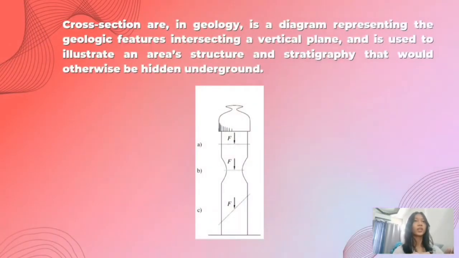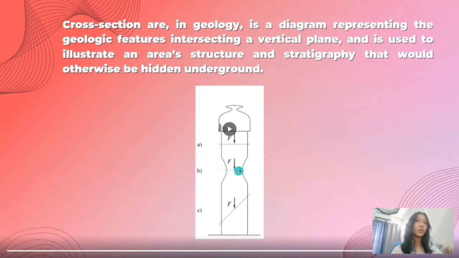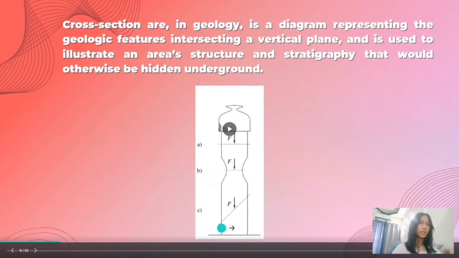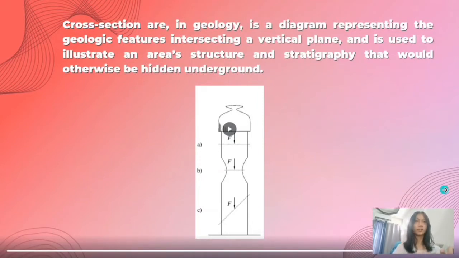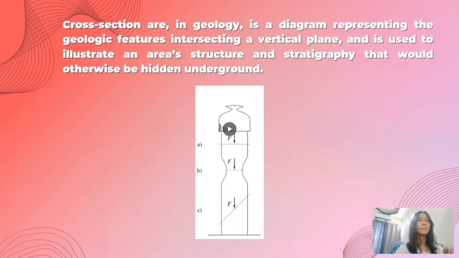Now, ano nga ba yung cross-section area na nabanggit ko kanina? In geology, it is a diagram representing the geologic features intersecting a vertical plane and is used to illustrate an area structure and stratigraphy that would otherwise be hidden underground. So here, in the illustration, the force acting through this section, sa B, is equal to the force acting through the cross-section at A, neglecting the weight of the pillar. However, dito sa C, makikita natin na yung force is no longer normal to the cross-section kasi naging diagonal na siya. So, yan na yung doon sa A, which is the area or the cross-sectional area doon sa formula.